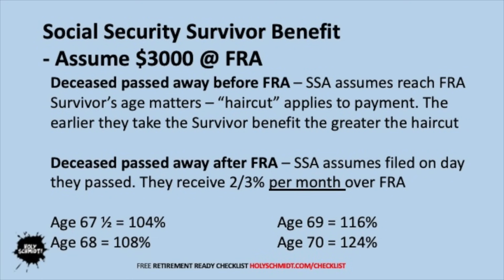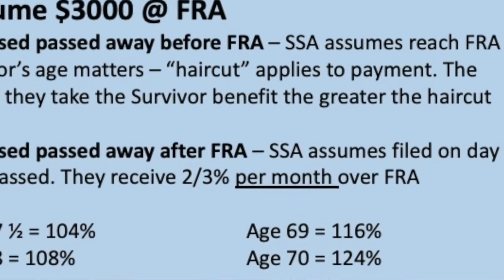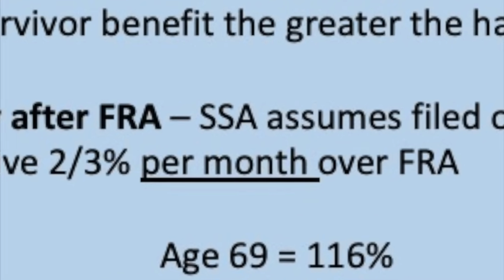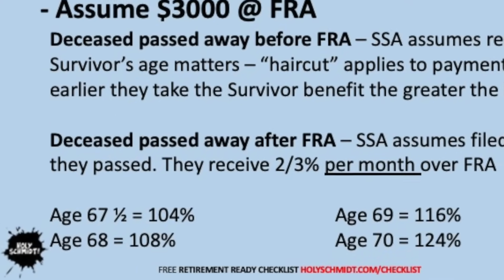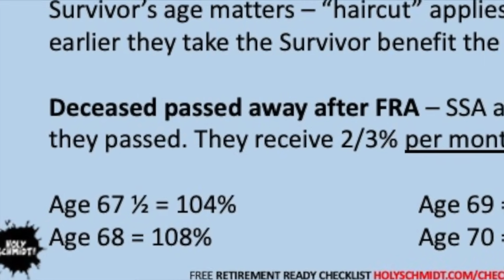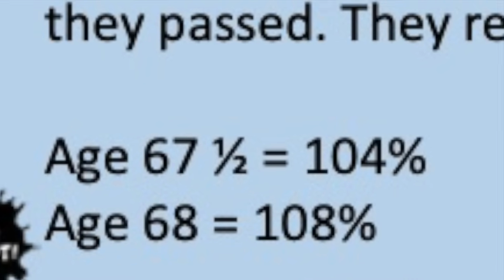And we'll talk about what happens to that payment if the recipient claims it at different ages. Now, what happens if the deceased did not claim Social Security and they were actually older than full retirement age? Well, the SSA adds 2/3 of 1% for every month beyond full retirement age to the primary insurance payment, and so the survivor will get the benefit of that. So if, for example, they passed away at 67.5, instead of 100% of the primary insurance amount of the $3,000, they'd receive 104% of that amount.